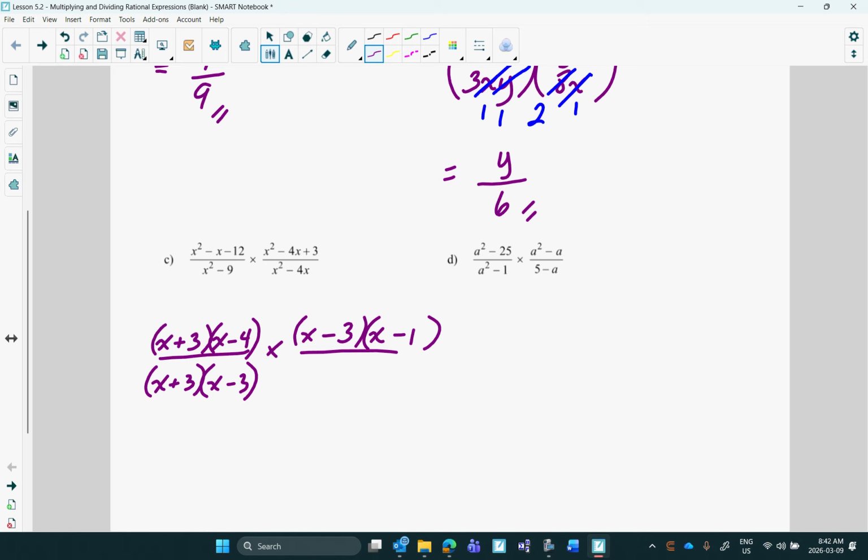Watch out for the last one on the bottom. It's close to a difference of squares, but it's not, because nothing times itself gives you 4x. So what kind of factoring? GCF. And what is the greatest common factor? X, which means what's left? X minus 4.